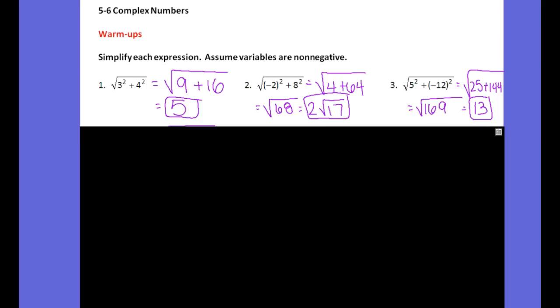Number 3, you have 5 squared plus negative 12 squared. Add those together first, then take your square root. We do something similar with the variables.